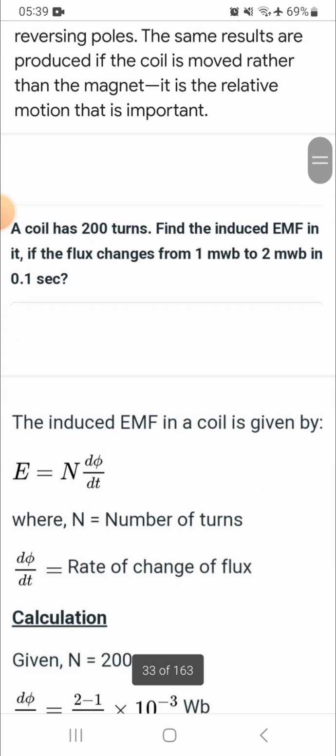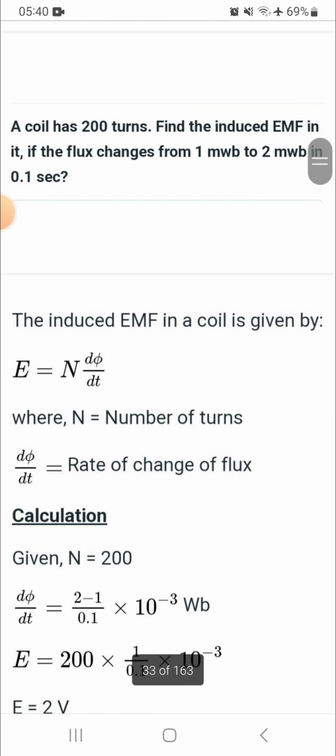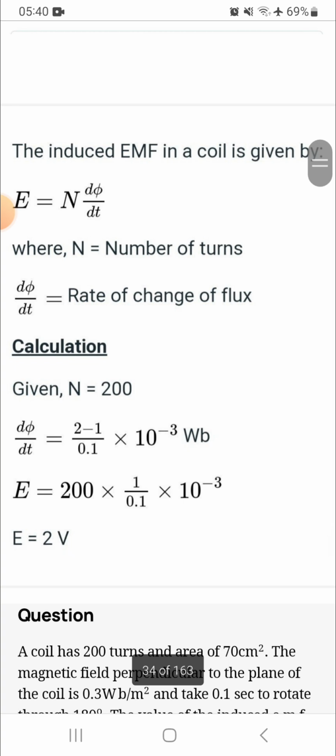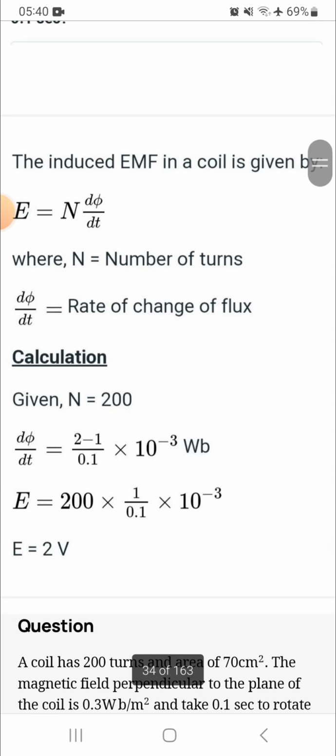Next, a coil has 200 turns. Find the induced EMF in it if the flux changes from 1 milliweber to 2 milliweber in 0.1 second. The induced EMF is equal to N dφ/dt, or minus N dφ/dt, but here the minus sign is not taken. N is equal to the number of turns and dφ/dt is the rate of change of flux. N is equal to 200, dφ/dt is equal to 1 milliweber by 0.1 second, देख लो, ठीक है, वही आंसर है 2 volt.